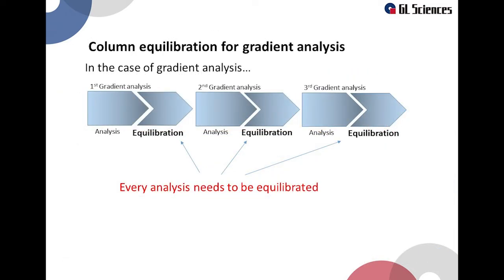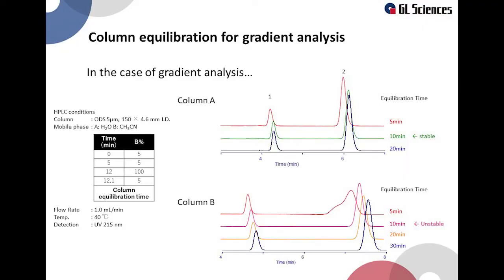In case of gradient analysis, the meaning of equilibration time is the same as previously explained. But the difference is that in this case, every analytical run requires equilibration time. When comparing between C18 columns, the equilibration time can differ between brands or even C18 column types within a certain brand. We will explain this later in the presentation.